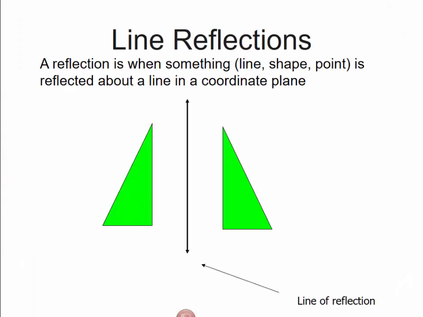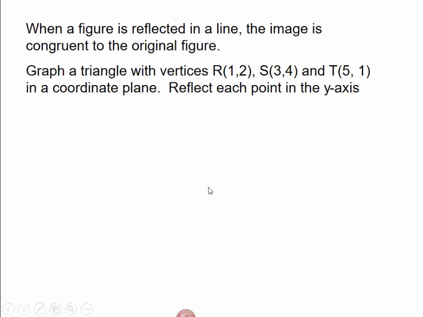A reflection is just like a mirror image. You have a line and you reflect something about that line. All reflections have to have a line of reflection. Most of them will be the x or the y axis. So let's take a look at an example.